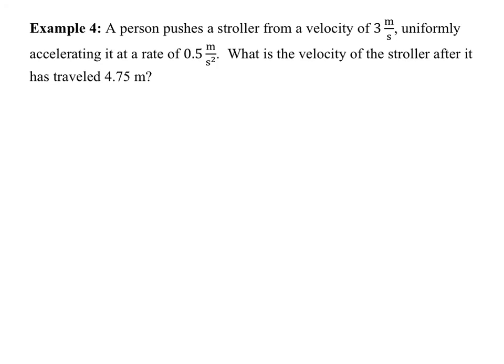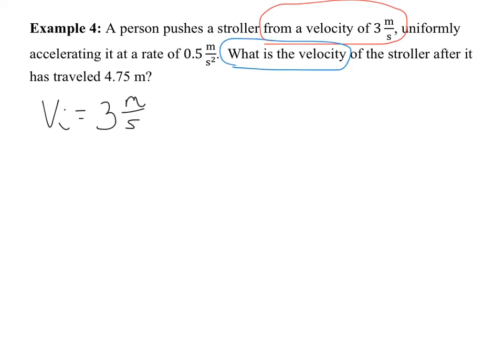Okay, so let's list our givens first. What do we have for givens here? Honor? VI was 3 meters per second. How do you know that? Because it says from velocity, and also because what are you trying to find? The final velocity. Okay, so if you're trying to find the final and you're given another velocity, most likely it's the initial, right? Okay, good.